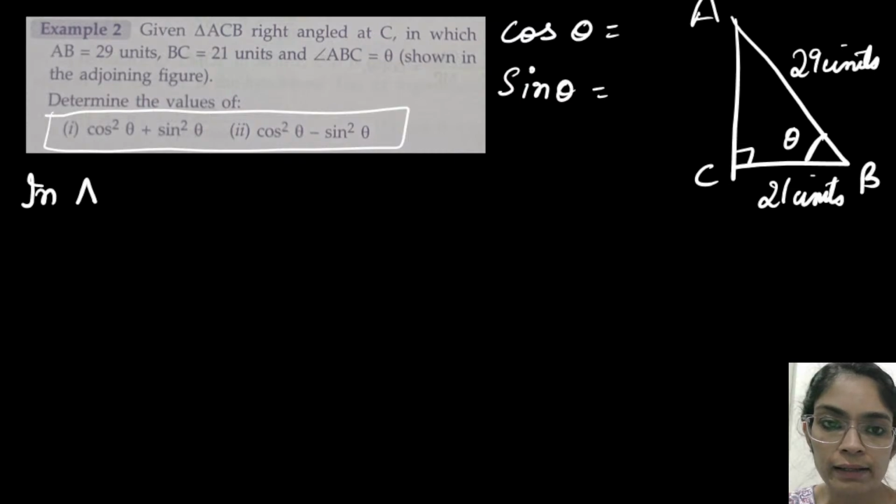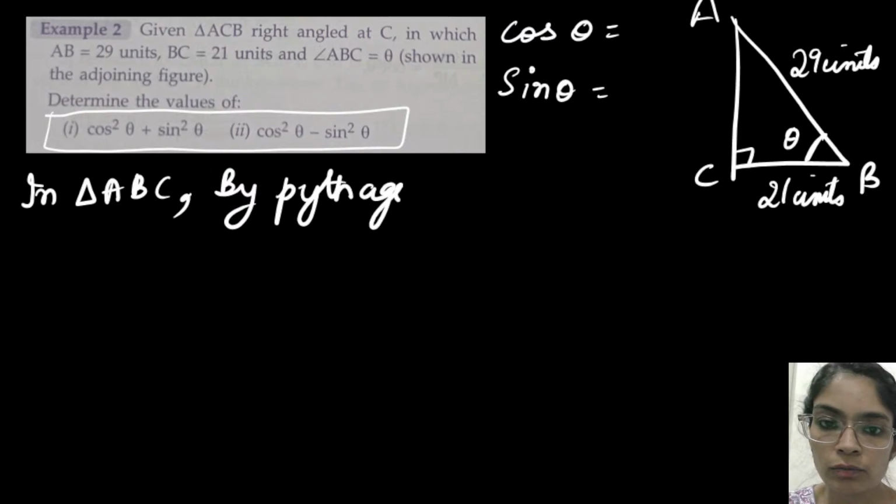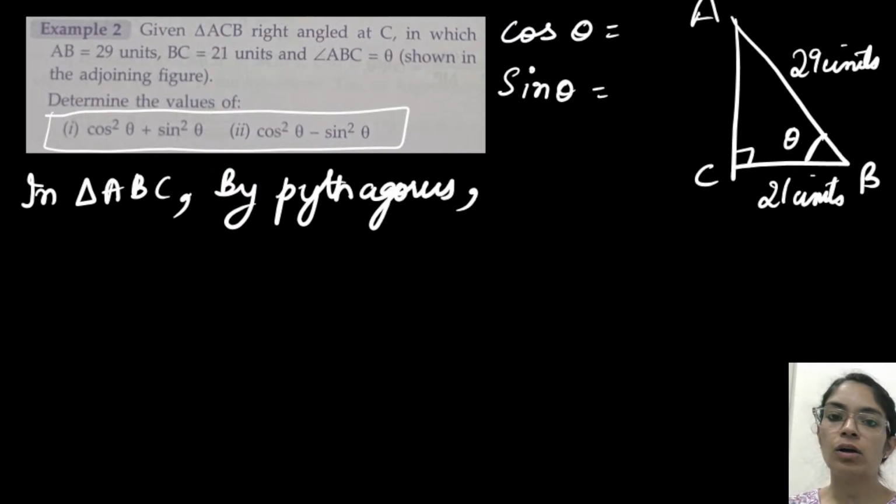So in triangle ABC by Pythagoras theorem, you have to write fully. I hope you are writing along with me. If you write along with me, you will understand it in a better way. Don't simply listen, just solve the questions and write along with me in a proper way.